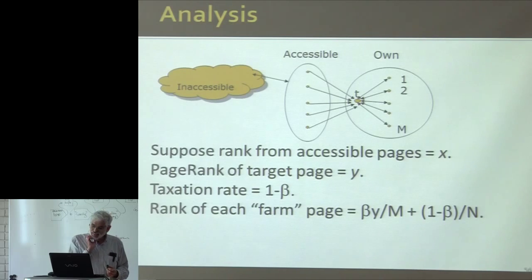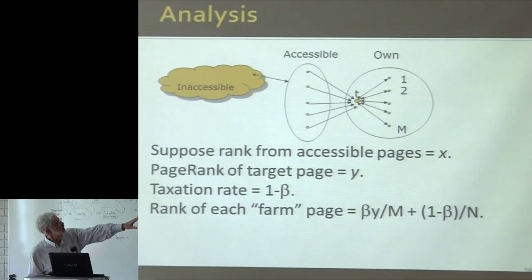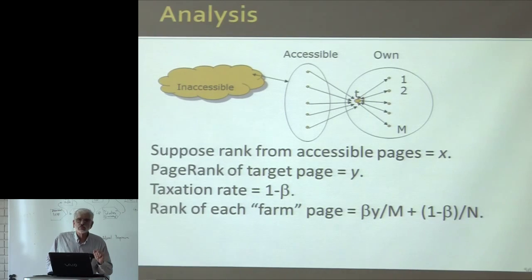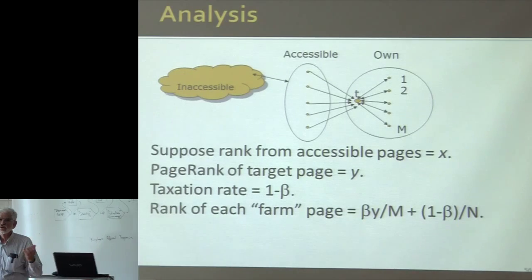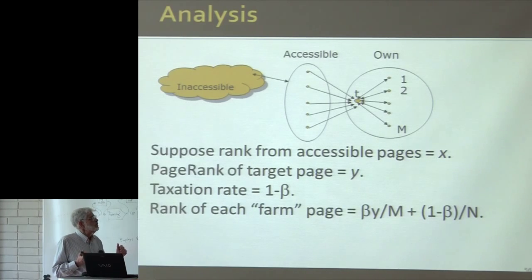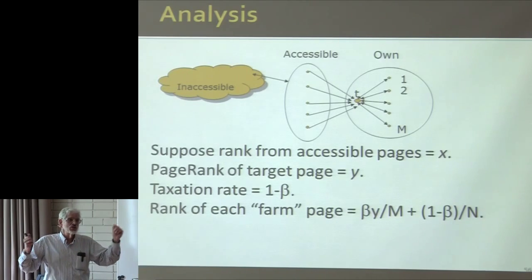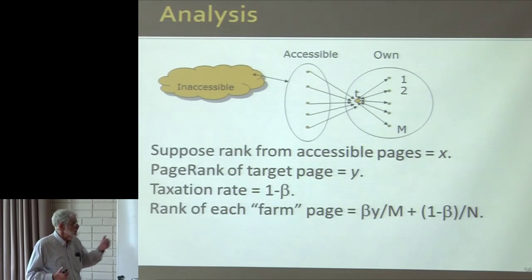So I want to do the math. I'm going to suppose that the page rank that comes in to T from the accessible pages is some number X. I don't know what X is, but it's not 0. Then page T is going to have some page rank, I'm going to call it Y. I don't know what Y is yet. All of the work I'm going to do is to figure out what Y is, and in particular to show you that it's going to be pretty high.